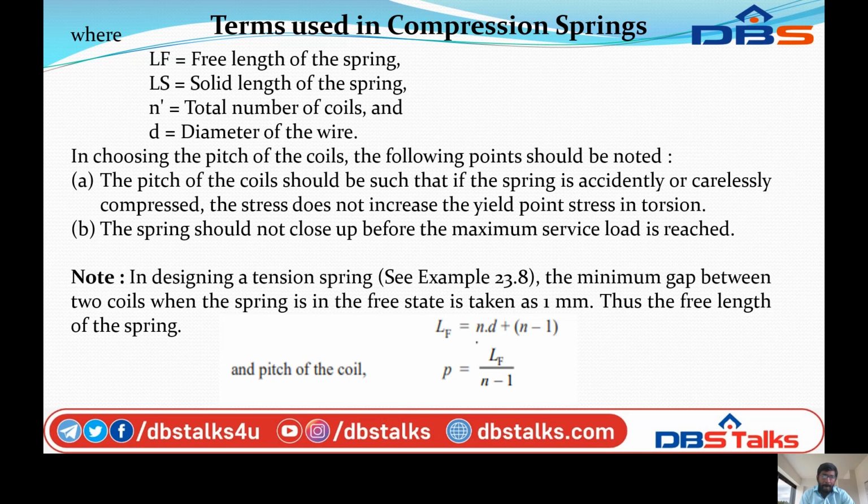Note: in designing the tension spring, you can see the example. The minimum gap between the two coils when the spring is in a free state is taken as 1 mm. That's the free length of the spring. So LF is equal to N into d plus (N minus 1). And pitch of the coil p is equal to LF by (N minus 1).